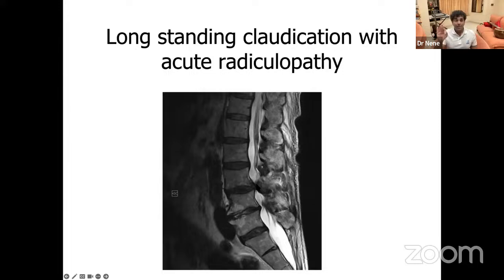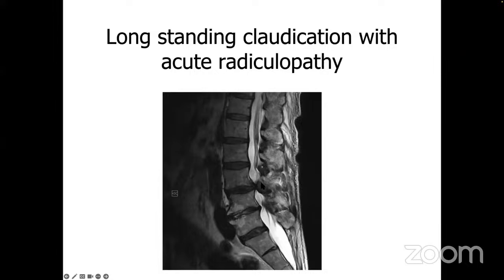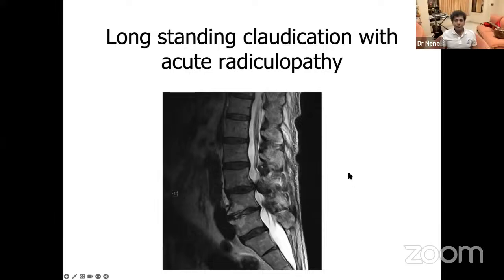That's called a pseudo-bulge. And that's a classic sign of spondylolisthesis. So this is a spondylolisthesis with a disc prolapse with a lumbar stenosis. Has everyone understood? Yes, sir. Any doubt?